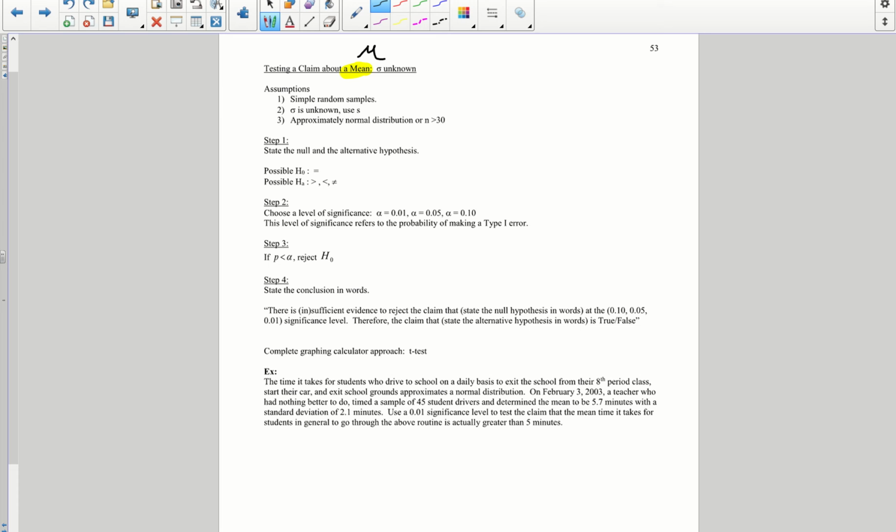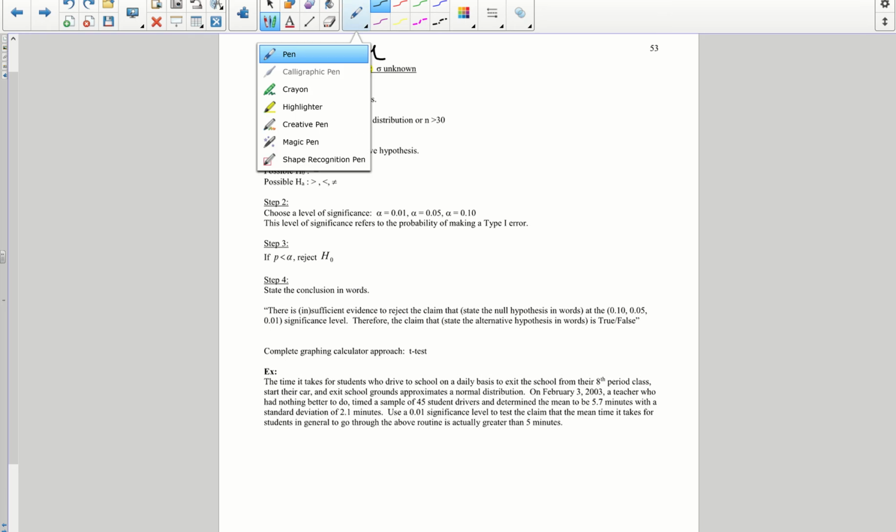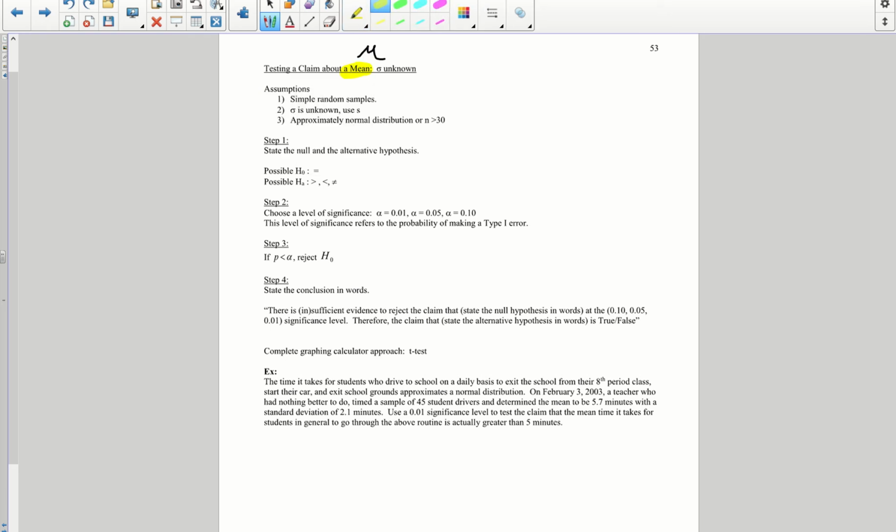So anyway, looking at the structure of it, null and alternative hypotheses, same. Level of significance, same. Criteria for rejecting the null, same. Conclusion sentence, same. Only thing that's different is the type of test that we're going to use. All right, so we are using a t-test. All right, it's actually short for a student t-distribution.